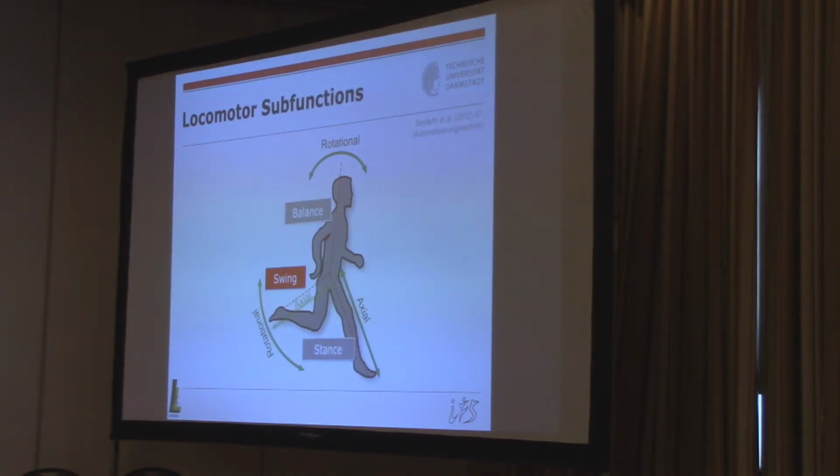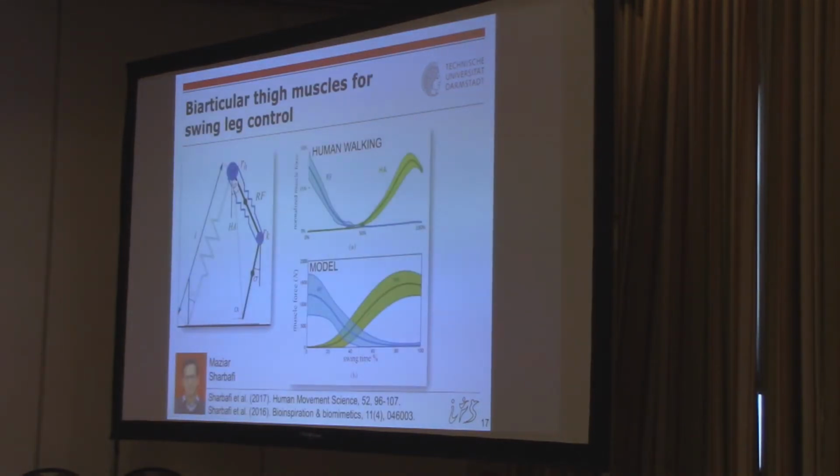I want to talk shortly about the swing template model, about the swing sub-function. Our model is very simple. We just have a double pendulum with springs, and during the swing phase, we don't change anything.